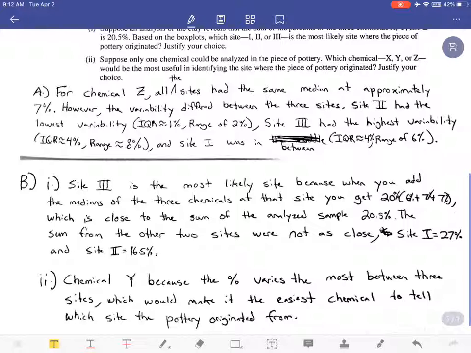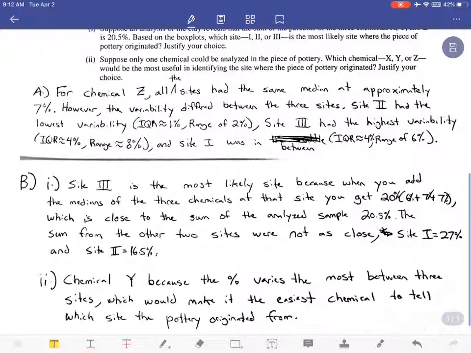Just listen and read through my response that I put down. Again, try to think about how I'm including context, then also using actual summary stats to back up my claim. That's another thing that you want to do, is if you have these summary stats, which is easy to get from these box plots, you want to make sure you use that to back up your claim. So site number 3 is the most likely site, because when you add up the medians of the three chemicals at that site, you get 20%.